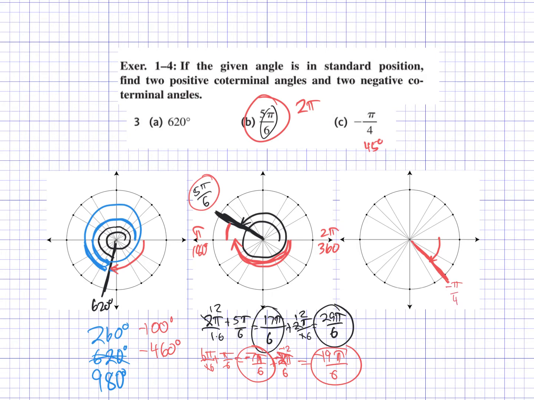So let's do positive all the way around to there. So we get to 180, that's 1 pi. And 90 would be half of pi. So 1 and 1/2 is 3/2 pi. And then plus another pi over 4, because the pi over 4 is halfway in between. So what we have is 3 pi over 2 plus pi over 4. Get a common denominator. And you get 7 pi over 4.